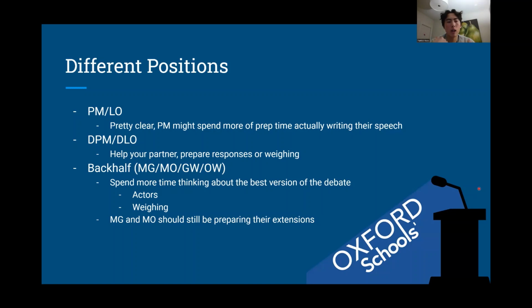And then the back half, so member government, member of opposition, and whips, are probably going to be spending more time thinking about the best vision of the debate. That's thinking about who the actors involved are, what is likely to be important, and how this debate should be weighed. So it's more the abstract parts of the debate rather than specific arguments, but that's what you do during prep time. And then once you get into the debate, you actually finalize your extension, things like that.